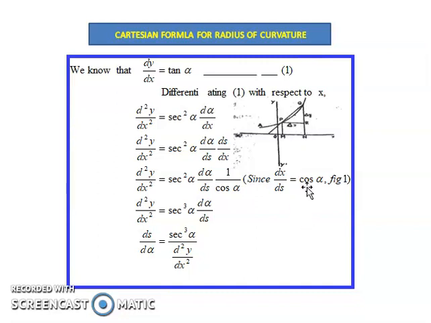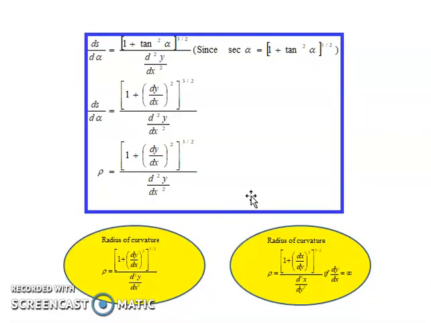From this diagram, if the length of PQ is given by delta s, then delta x by delta s is cos alpha. So cos alpha is dx by ds. I am substituting the value for ds by dx, which is 1 by cos alpha. Thereby we get secant cubed alpha d alpha by dx. We also know that secant cubed alpha is (1 plus tan squared alpha) the whole part cubed. So secant alpha is root of 1 plus tan squared alpha, and that is what is substituted over here.